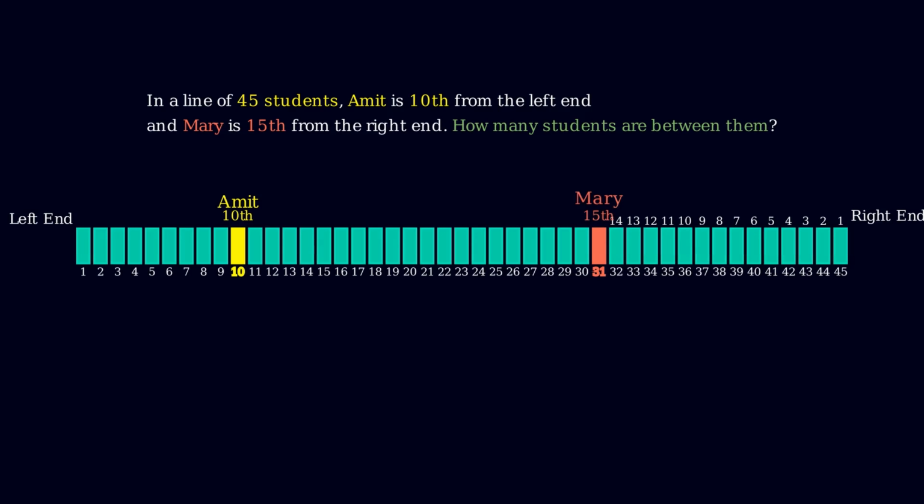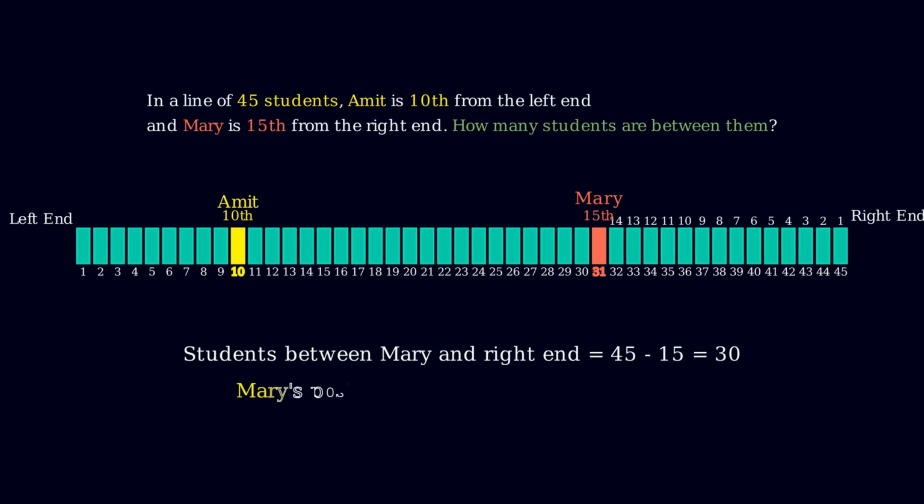I've already shown you the position of Mary, which is 31. But in our case, we have to actually find it. So how do we do that? Well, we simply subtract the right end, 15, from the total number of students, which is 45. That would give me the students between Mary and the right end, equal to 30. But I want the position of Mary, so I need to add Mary to get her position.